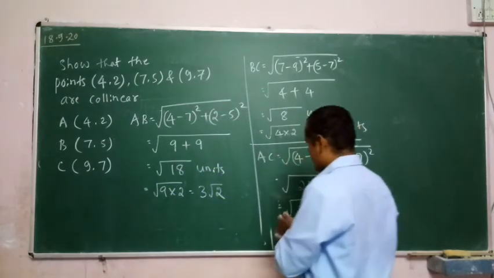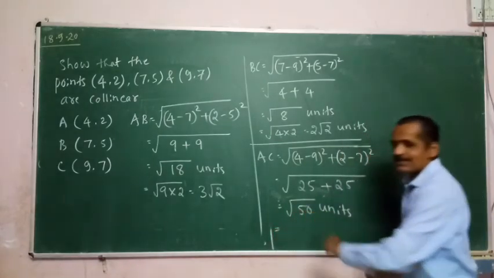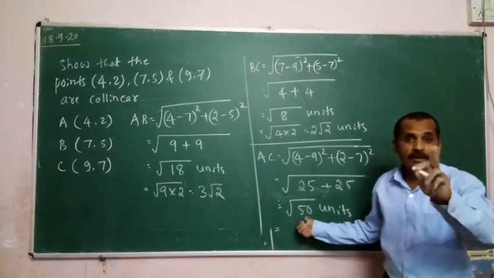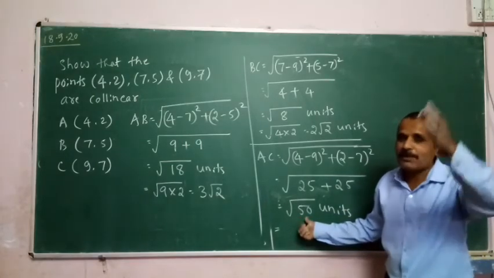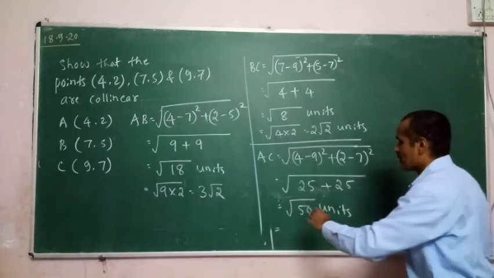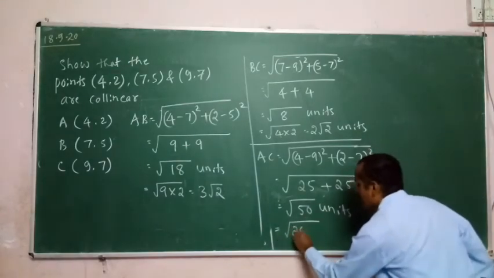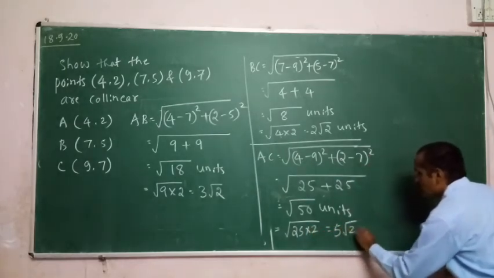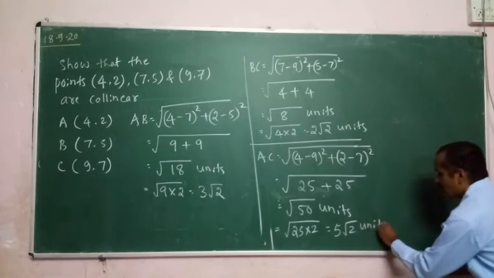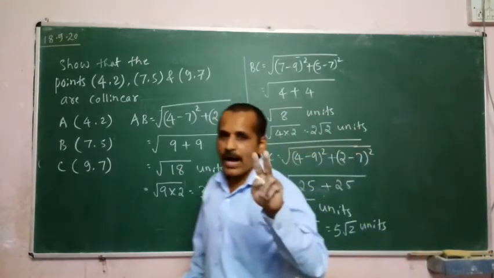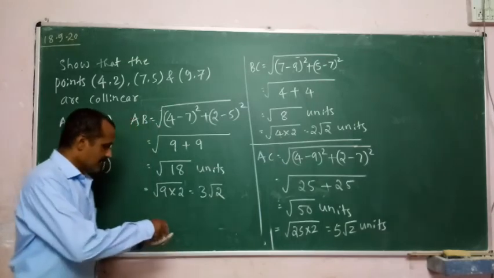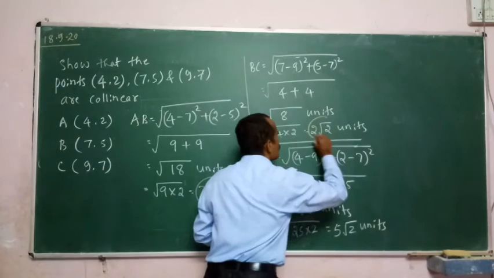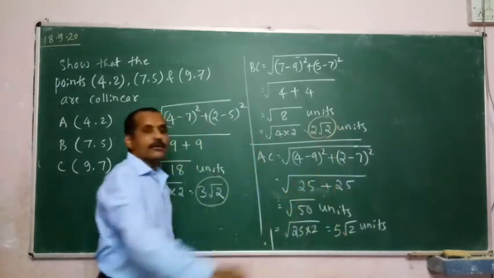Can you split this? Very easy. 25 2s are. Don't say 10 5s are. I have told you to split in such a way that one must be a perfect square, one must be a non-perfect square. Write it as 25 2s are, and the answer is 5 root 2 units. Now you see, by adding two are you getting the third answer? Yes, definitely. See, 3 root 2 plus 2 root 2, answer is 5 root 2.